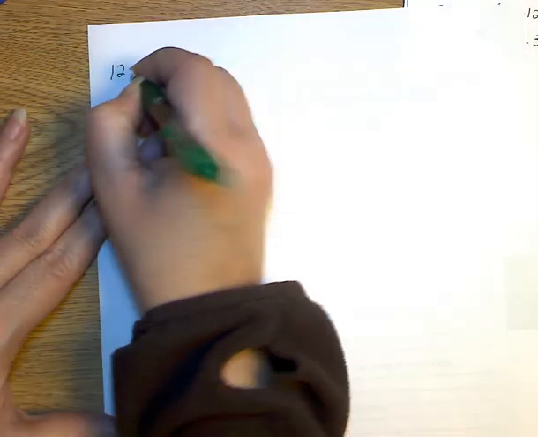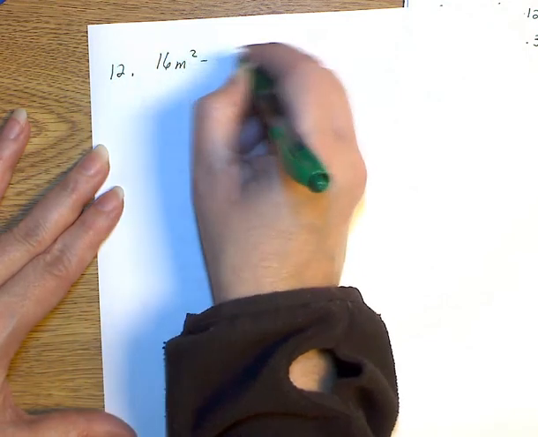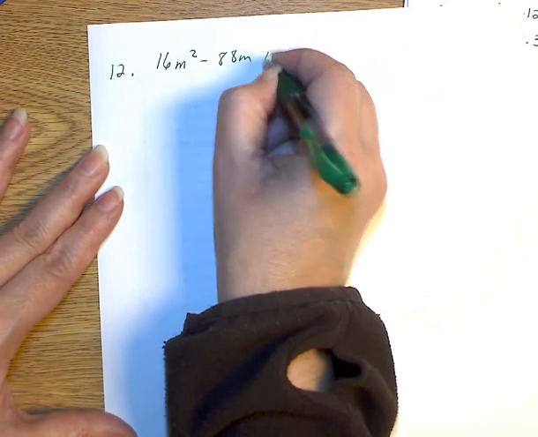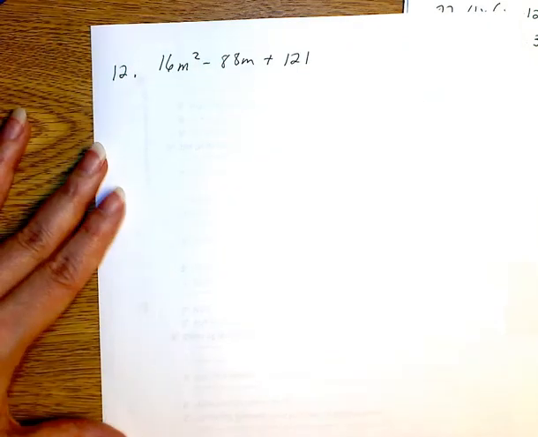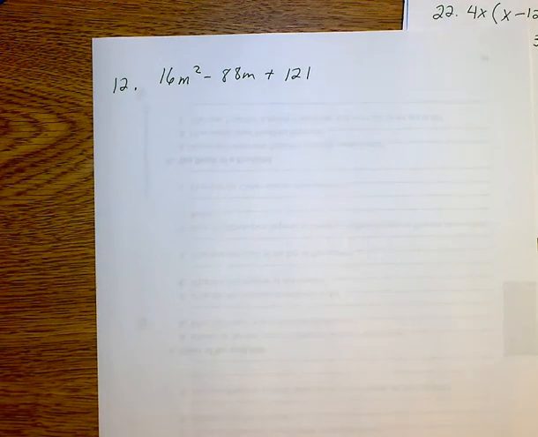Number 12 says 16m squared minus 88m plus 121. I want you guys to take a moment and see what you think we can do with that. Yep, I'm at 662. This is number 12 on 662. I was only at the other one for one problem.